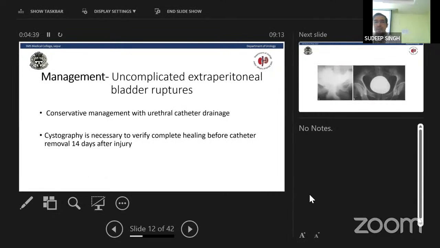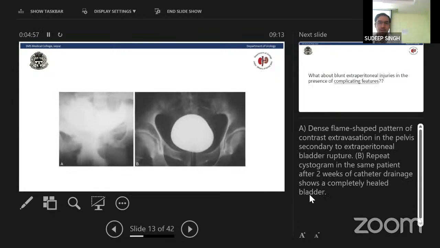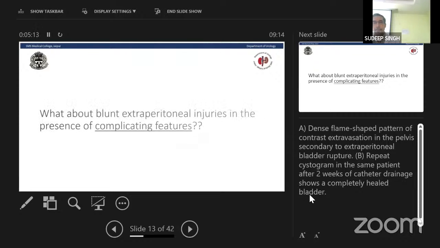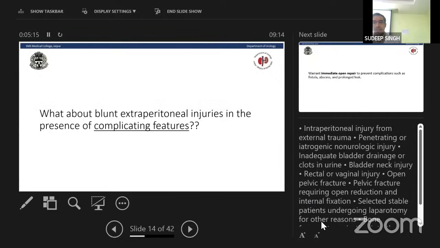Coming to the management of uncomplicated extraperitoneal bladder ruptures, conservative management is the key with urethral catheter drainage, and cystography is very necessary to verify complete healing before catheter removal, after 14 days of injury. The first image shows a dense flame pattern of contrast extravasation in the pelvis, secondary to the extraperitoneal bladder rupture. In the same patient, a repeat cystogram performed after 2 weeks of catheter drainage shows a completely healed bladder.